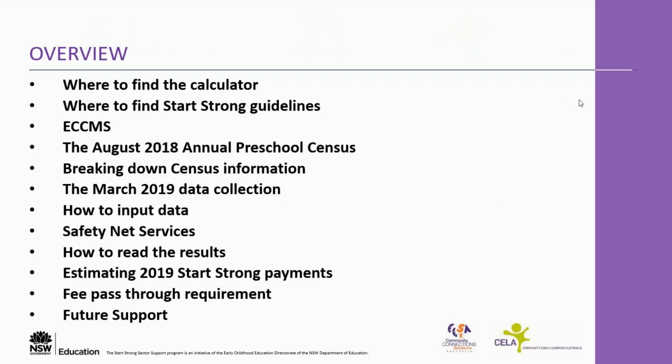During this webinar, we will be discussing how to utilise the New South Wales Department of Education's Start Strong funding calculator to project Start Strong funding amounts for 2019, including payments related to the extension of funding to 3-year-old non-equity children. This webinar will cover a range of issues related to the effective use of the calculator, including each point you can see on the slide.